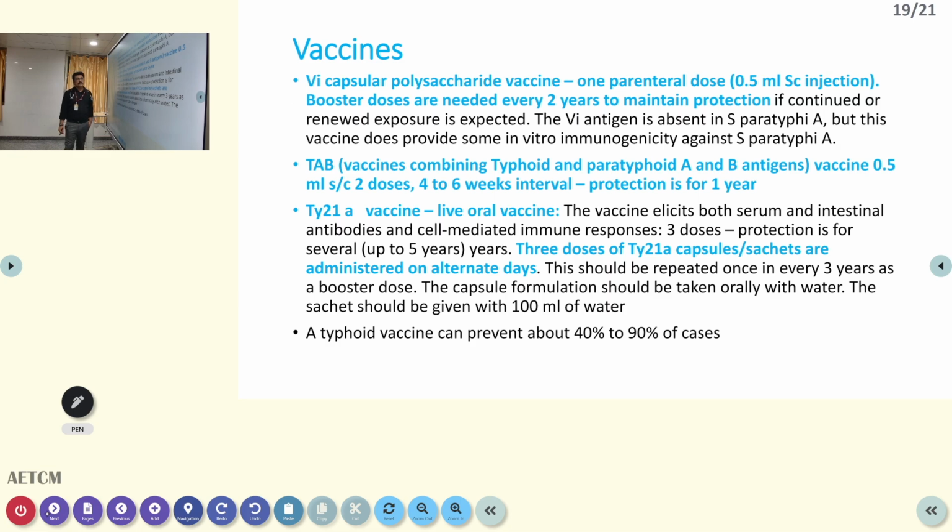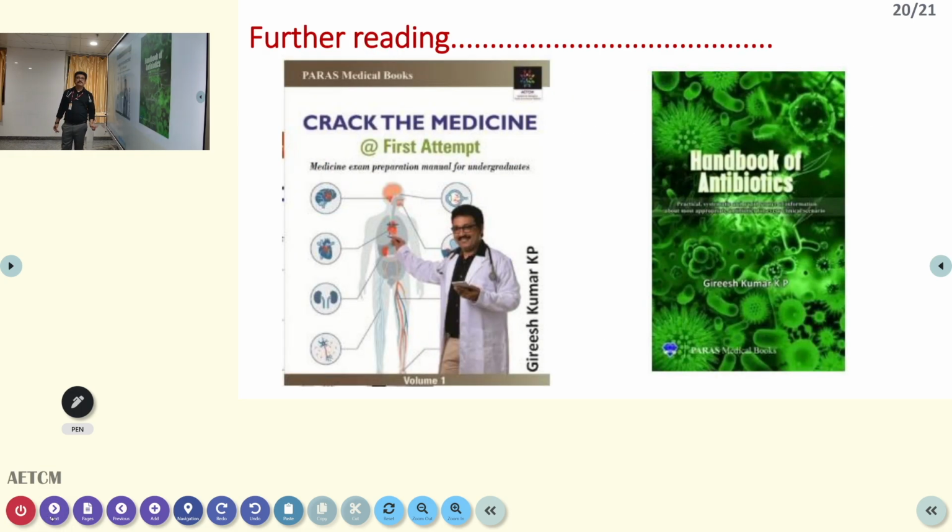There are vaccines available for typhoid. Different types of vaccines are available. I am not going into the details of vaccine. Everything is given here. This also can prevent infection, especially for those who are taking food from outside home, and they are exposed to contaminated water sources. So they can also take this vaccine that can prevent typhoid in our community.